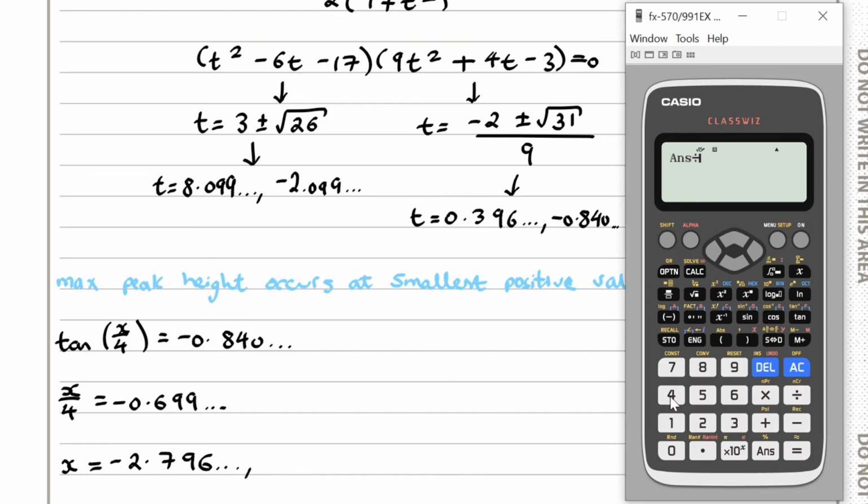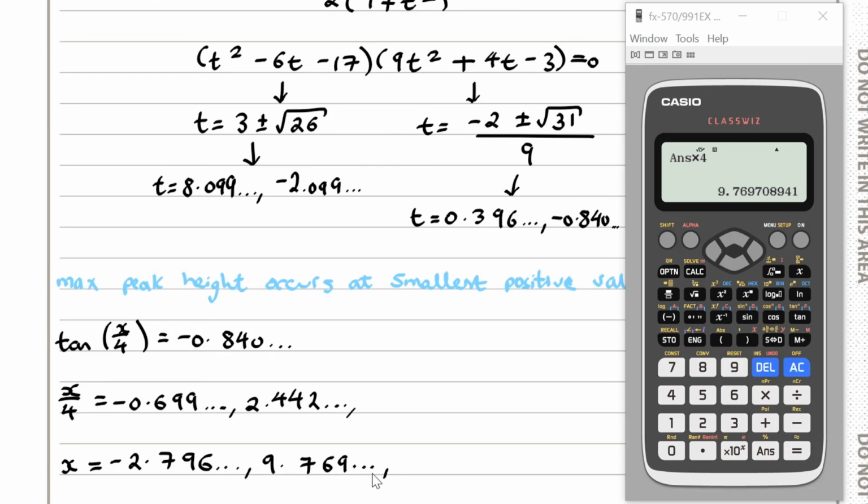So let's now find the next value. If I divide this by 4, and let's add on pi. So adding on pi, we come out with a value of 2.442, etc. And then if we times this by 4, we get a value of 9.769, etc.